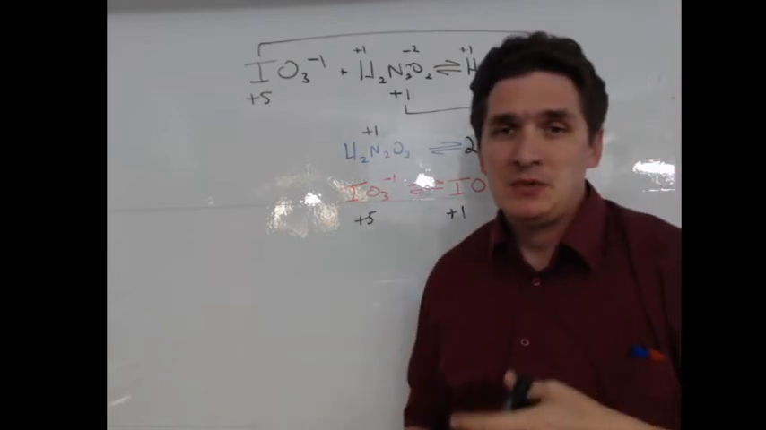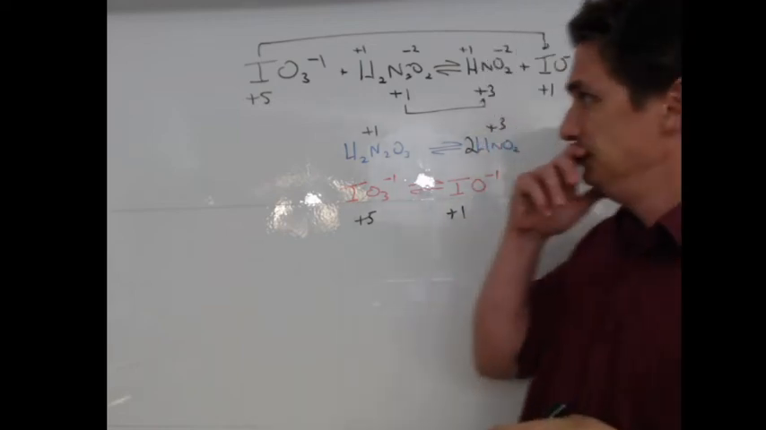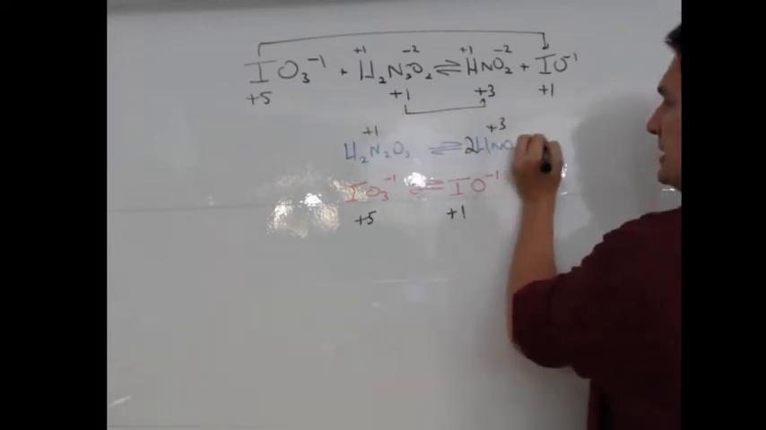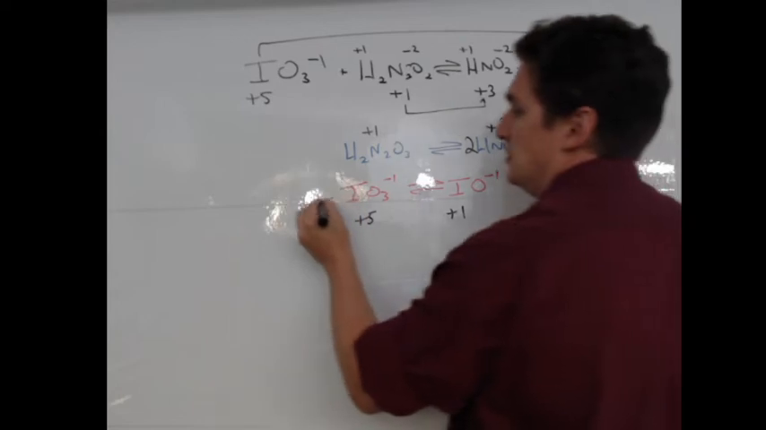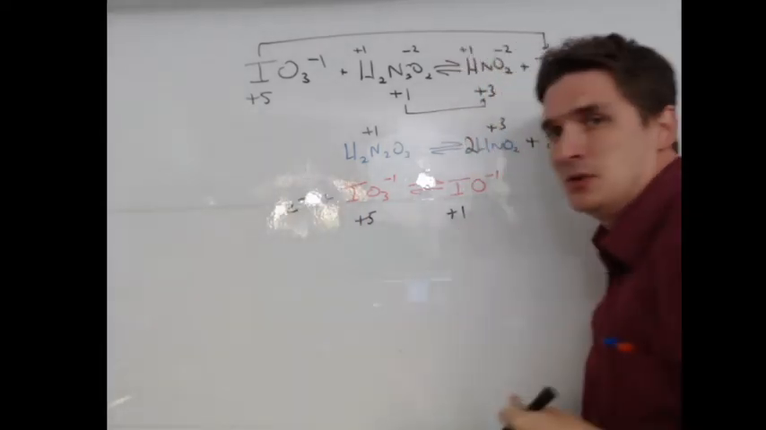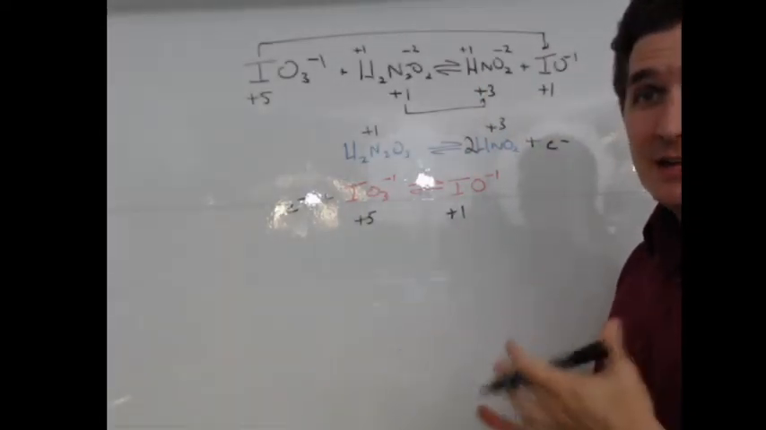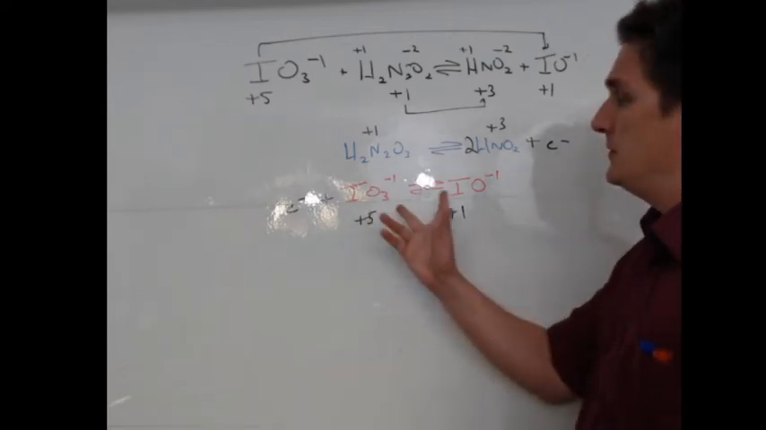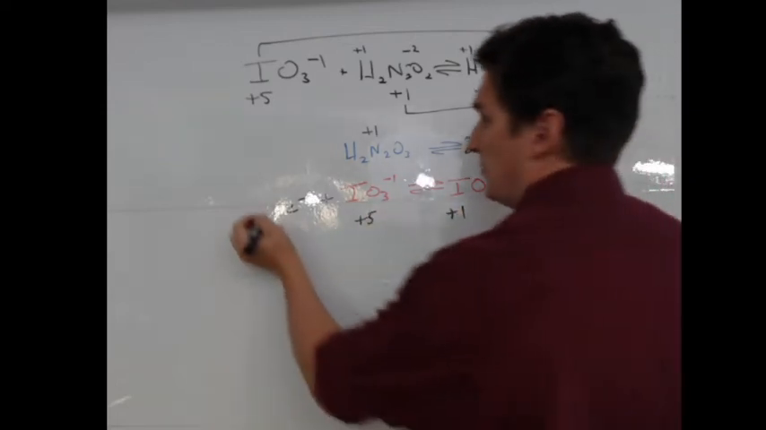Now we have to figure out the number of electrons being transferred. If you're being oxidized, your electrons always go on the right side. If you're being reduced, the electrons go on the left side. Iodine is the easiest to do. It's going from a +5 to a +1. We've got one of them doing it, so that's 4 electrons.